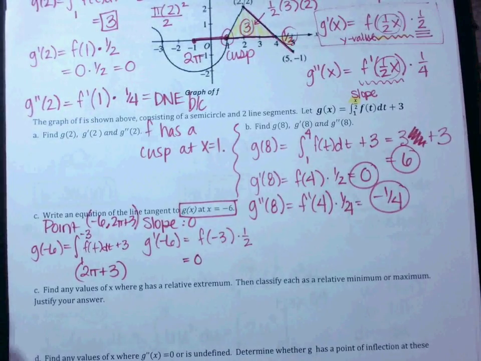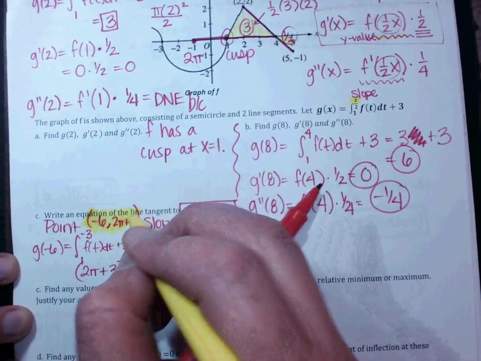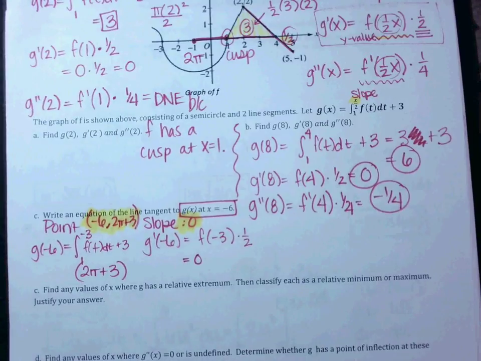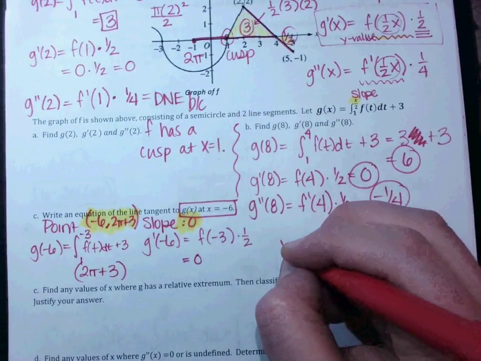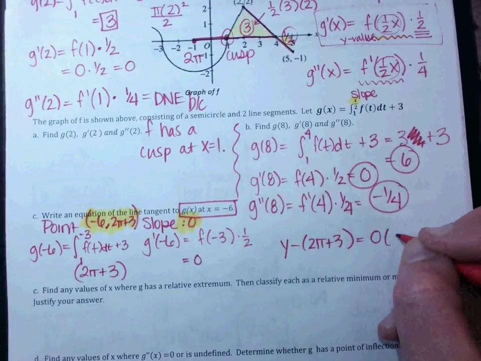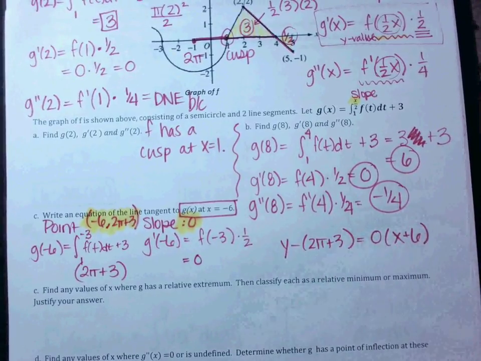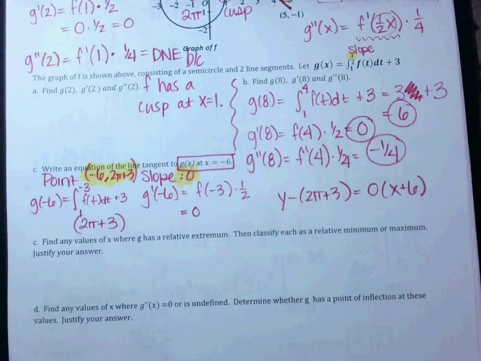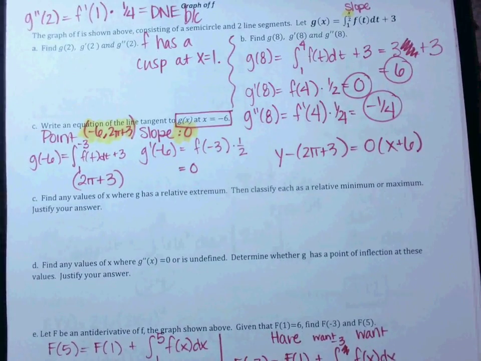And then remember, with the point and the slope, that's all that you need. You can write the equation of your line. So it'd be y minus 2 pi plus 3, and then 0, x plus 6. Now, obviously, if you're multiplying 0 by that x plus 6, you could just put a 0 over there and be fine. Okay? Alright, this is where it gets a little bit tricky.